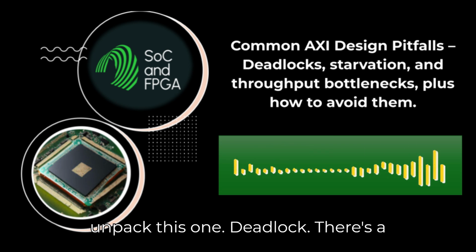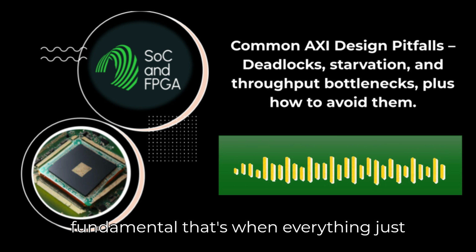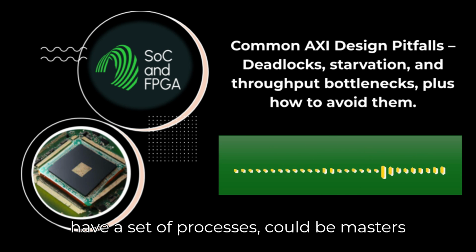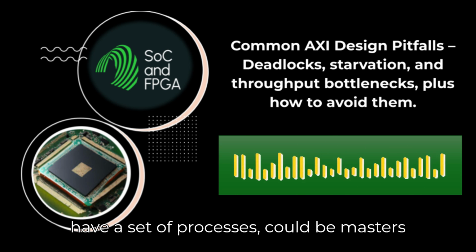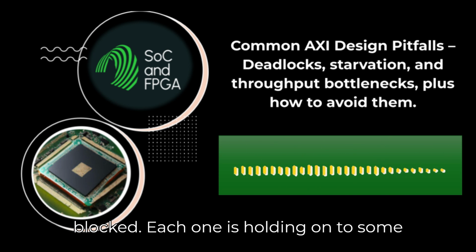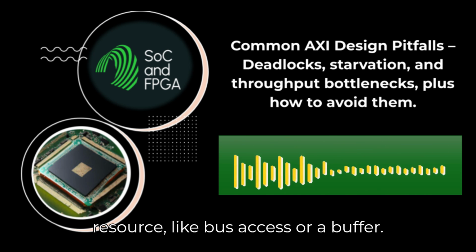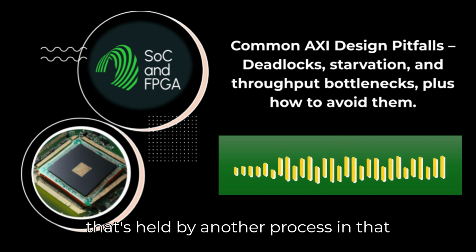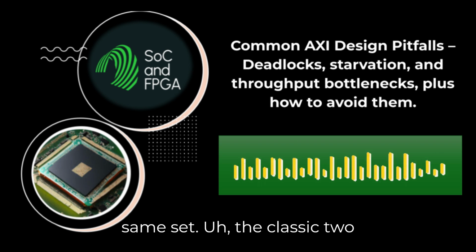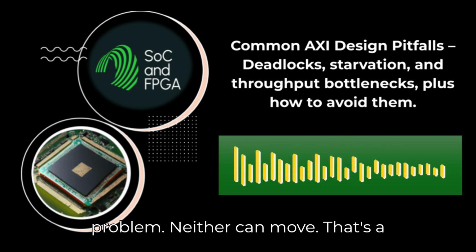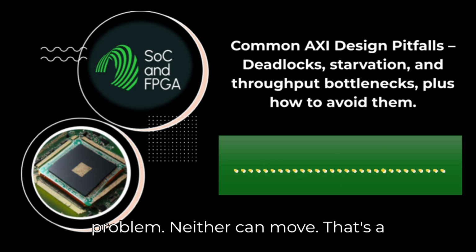Deadlock. Okay, let's unpack this one. Deadlock. It's when everything just stops, right? Pretty much. It's when you have a set of processes, could be masters or internal blocks, that get permanently blocked. Each one is holding on to some resource, like bus access or a buffer, and is waiting for another resource that's held by another process in that same set. Ah, the classic two trains meet at a single track crossing problem. Neither can move. That's a perfect analogy.